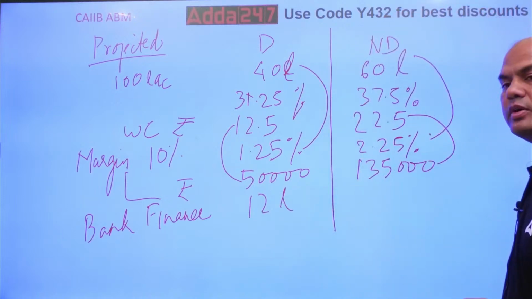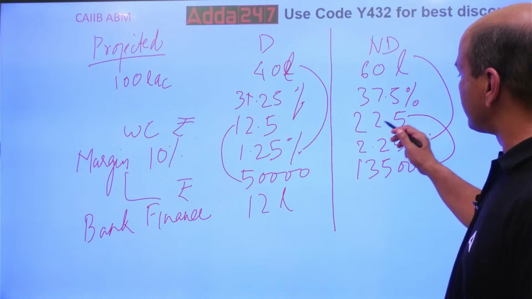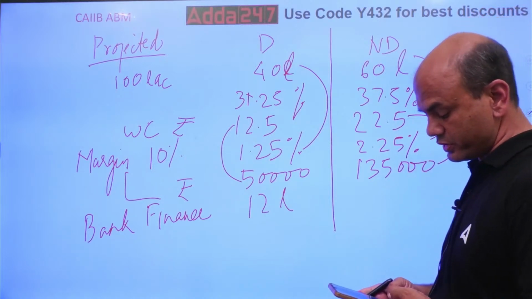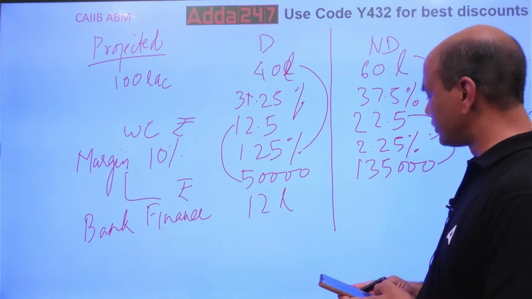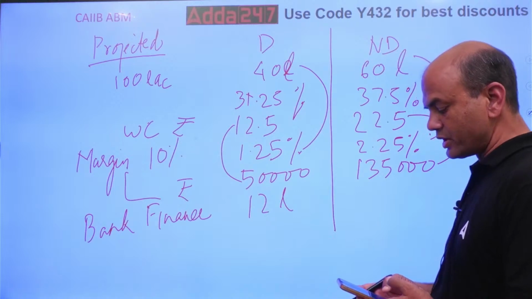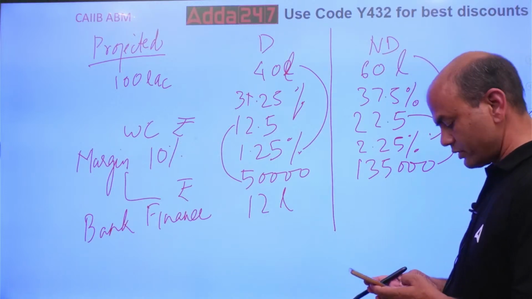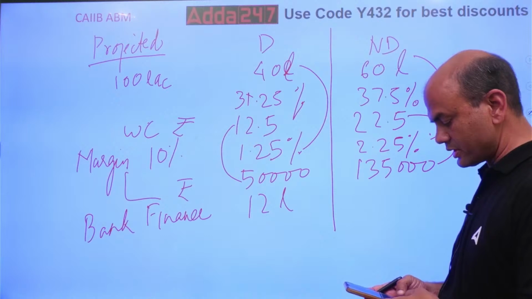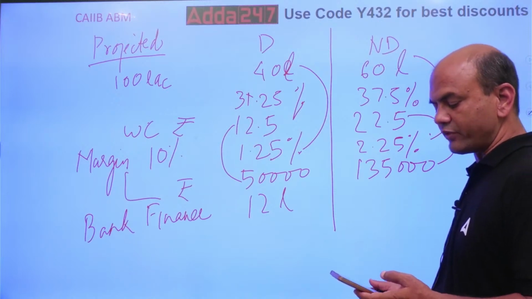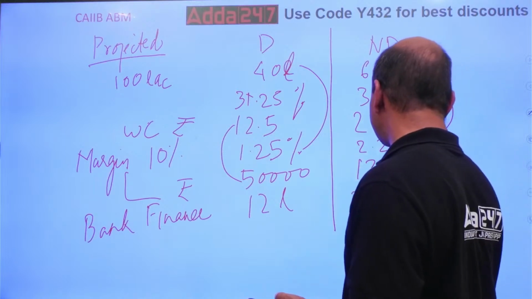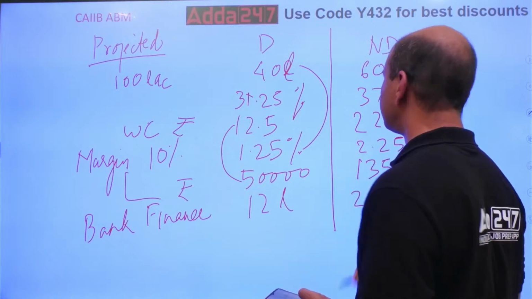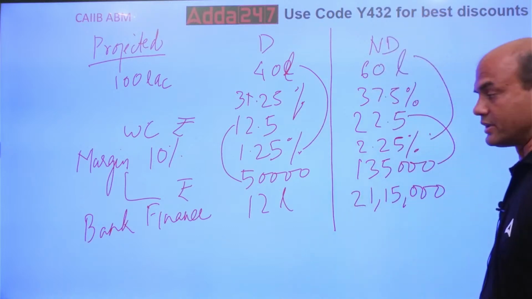In non-digital part, what am I getting? 22.5 minus 1,35,000. This you'll have to do on the calculator. 22 lakhs 50,000 minus 1,35,000. Okay, so you get it as 21 lakh 15,000. So what is my total bank finance then?